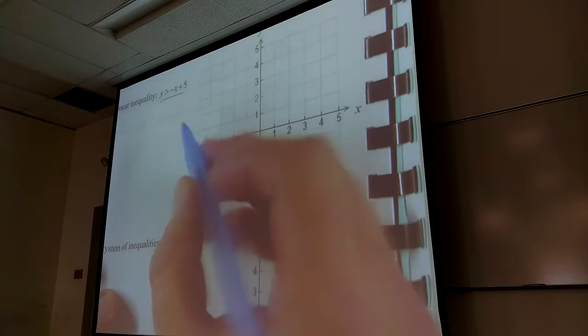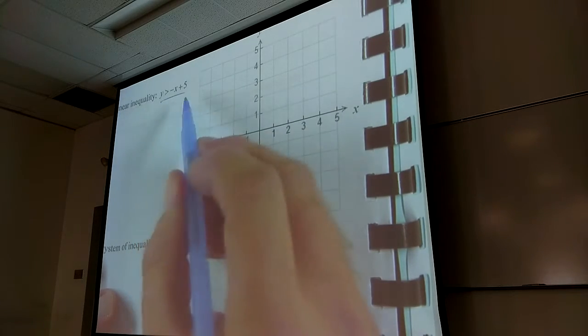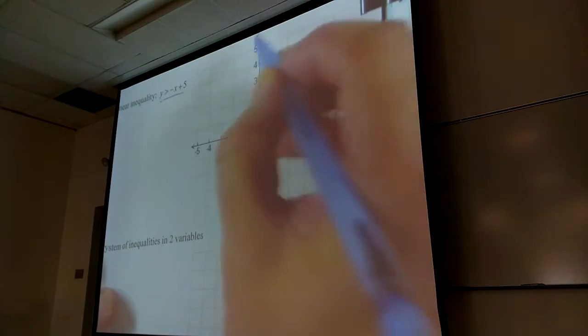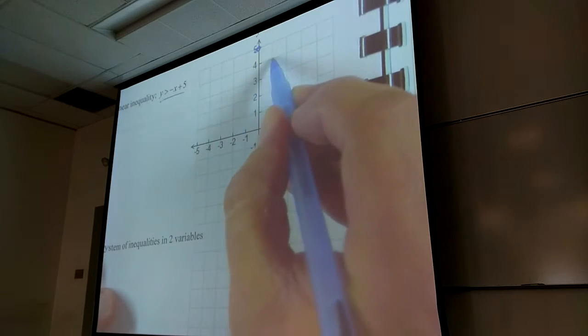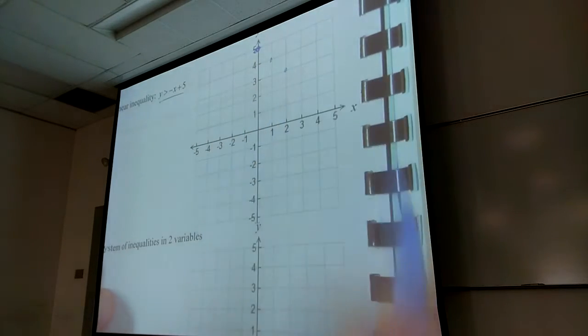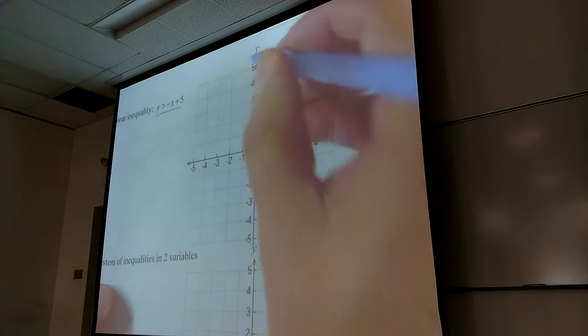This one should be relatively easy. It's already solved for y. Y-intercept is 0, 5. From there I go down 1 over 1. What kind of line is it going to be? Dashed, dotted? Whatever you want to say.